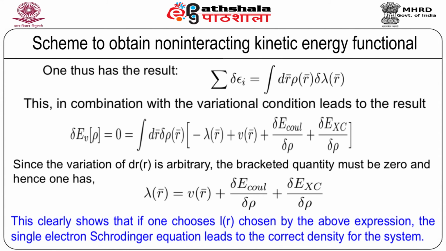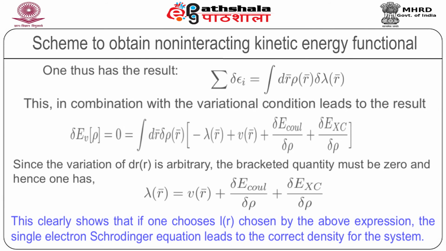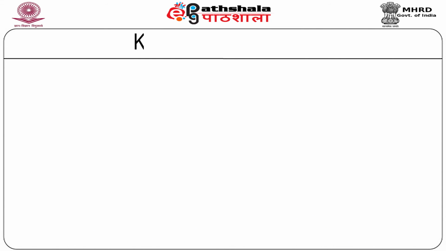This clearly shows that if one chooses lambda by the above expression, the single-electron Schrödinger equation leads to the correct density for the system. Let us now discuss the Kohn-Sham equation.